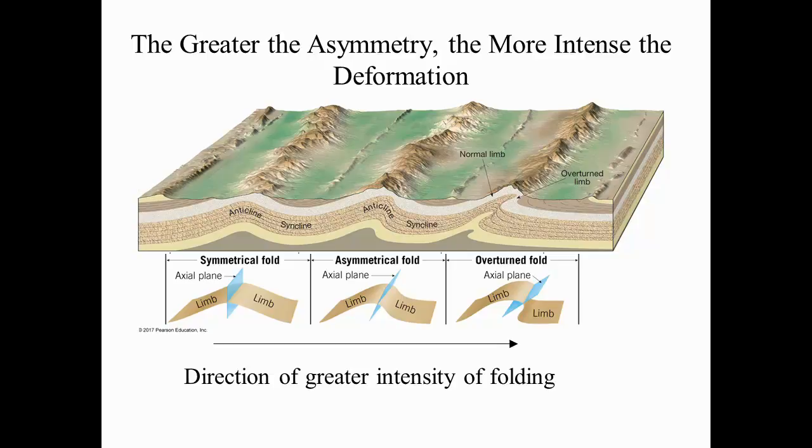Any questions? So if you get an illustration of the axial plane and the limbs, just by looking at the picture, you should be able to define whether it's asymmetrical, symmetrical, overturned, or recumbent. You've got four choices.